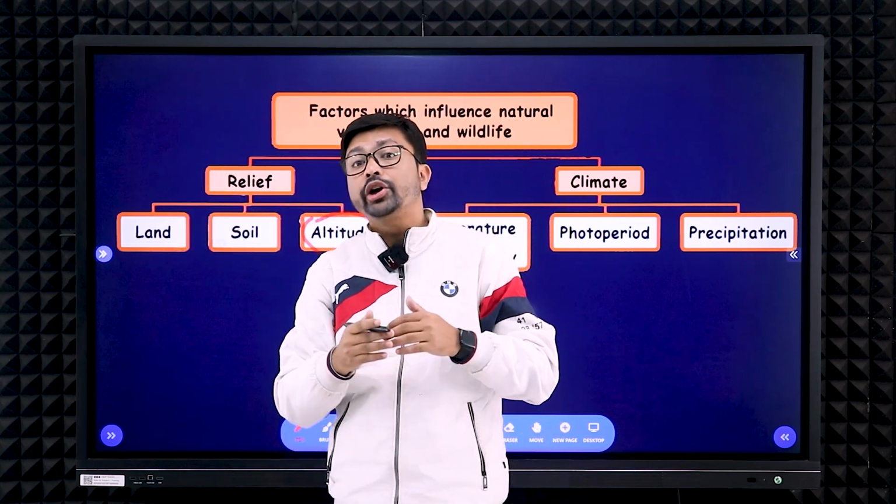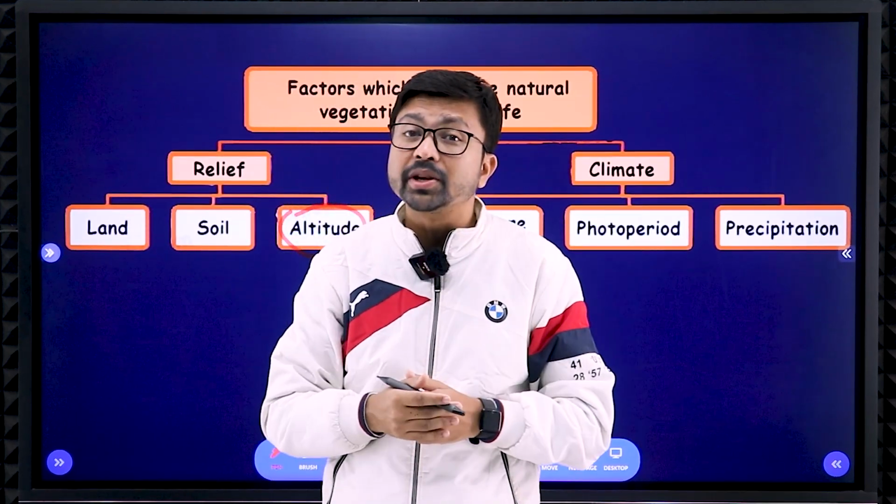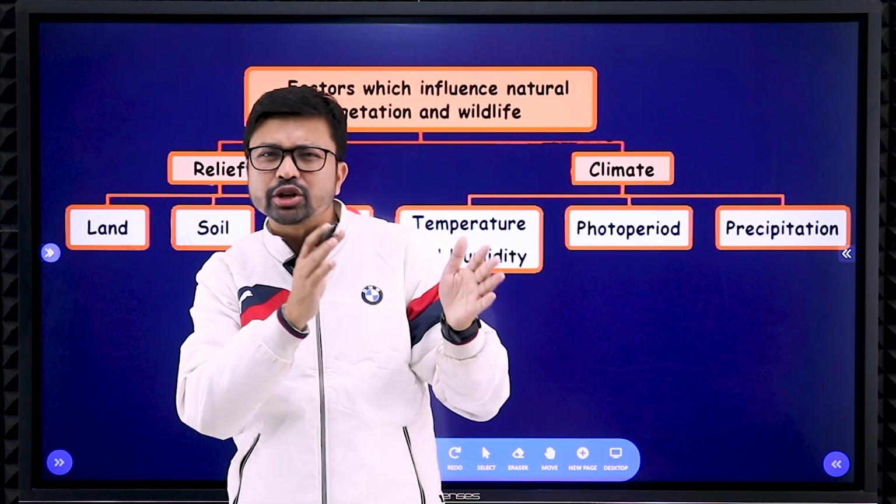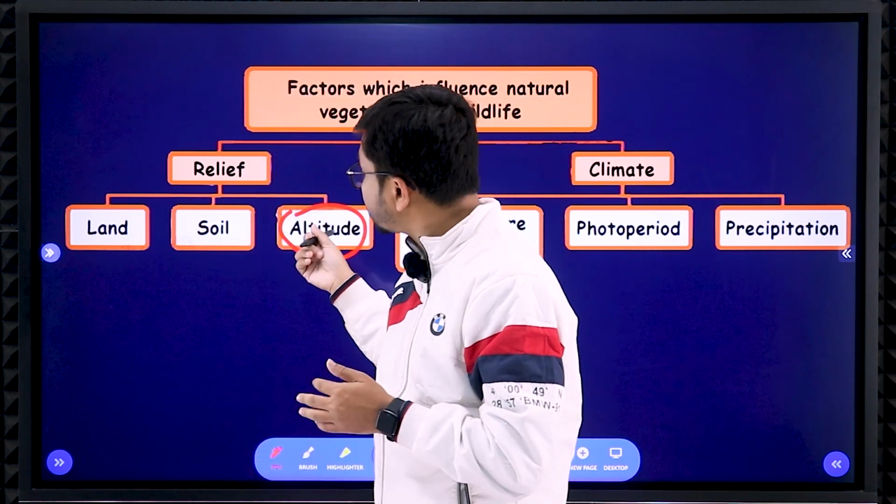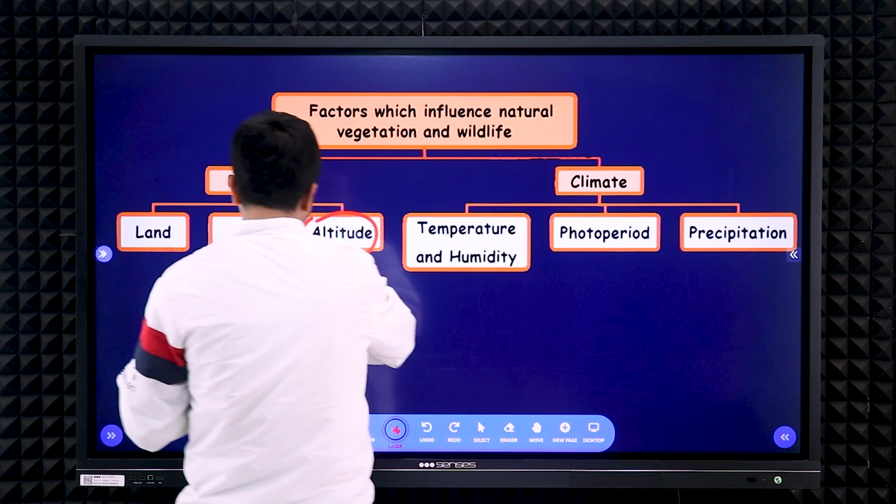So it will be there. Different types of natural vegetation you will see. You know, look-wise it will look different. So those are the altitudinal factors. Now coming to the next.